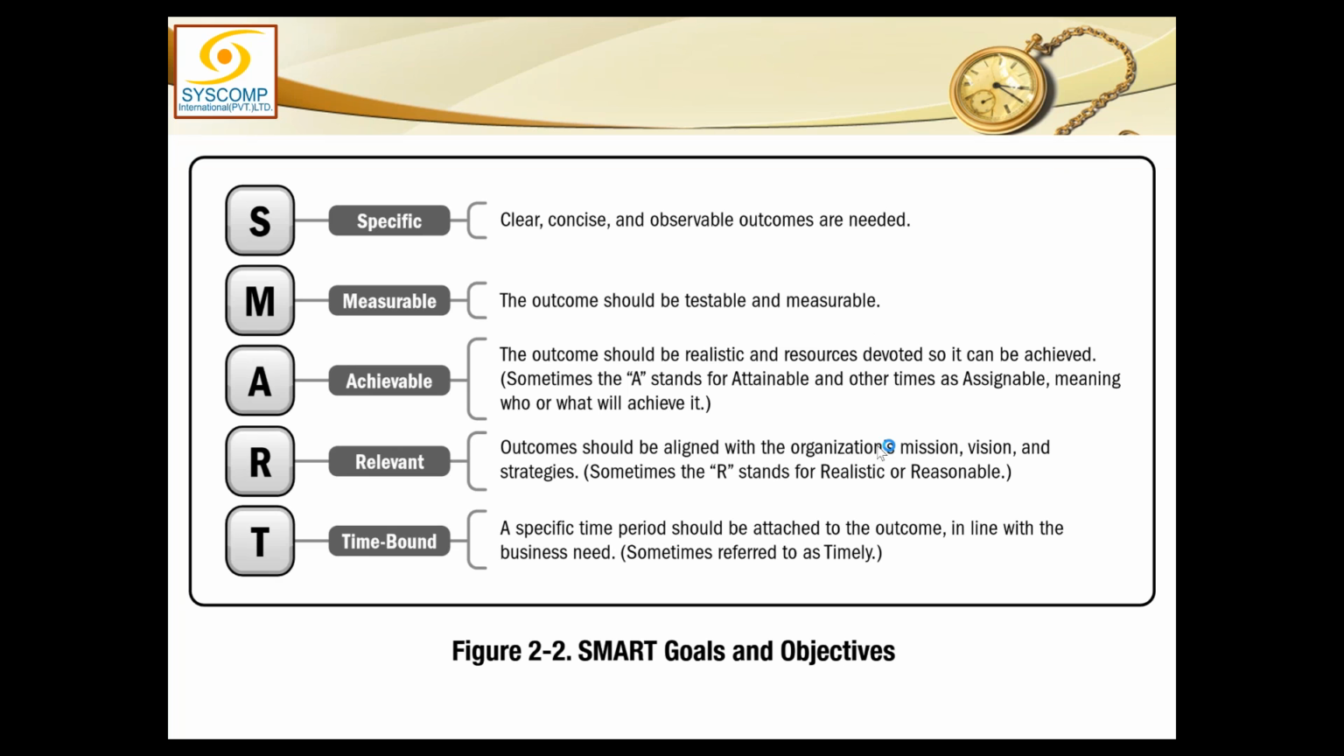Right. So we said it has to be specific, it has to be measurable, it has to be achievable. Do not determine a goal or objective which is impossible to achieve. The outcome should be realistic and resources devoted so it can be achieved. Sometimes the A stands for attainable and sometimes it is called achievable or assignable. But it all means the same.